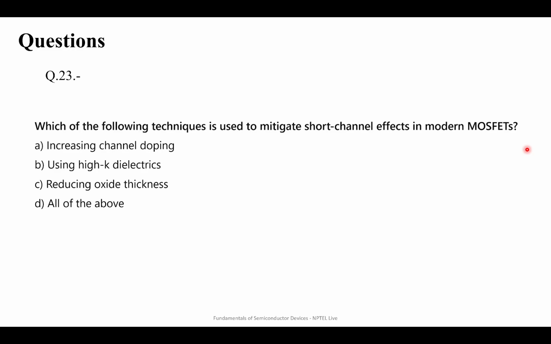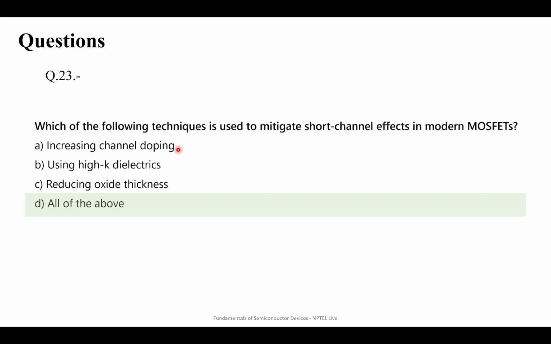Which of the following techniques is used to mitigate short channel effects in modern MOSFETs? Increasing channel doping, using high K dielectrics, reducing oxide thickness, all of the above. Sir, option D, sir. The answer would be all of the above. So all of these techniques can help in reducing the short channel effects.